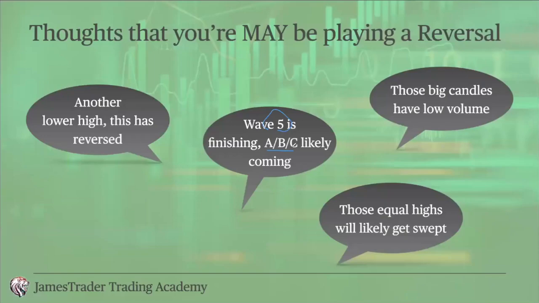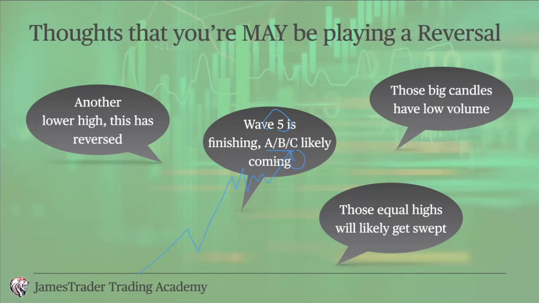ABC is likely to come. How can you measure that? You see wave 1, wave 2 pullback, wave 3, massive run, commonly choppy wave 4, and you see this exhaustion wave 5, and then you see this drop, and then wave A is starting to build, right?